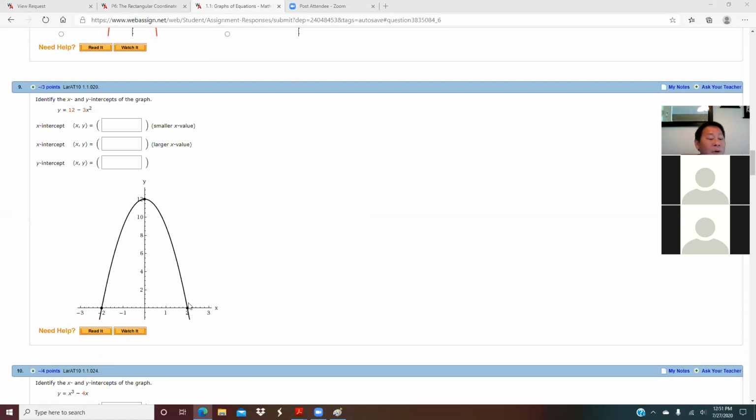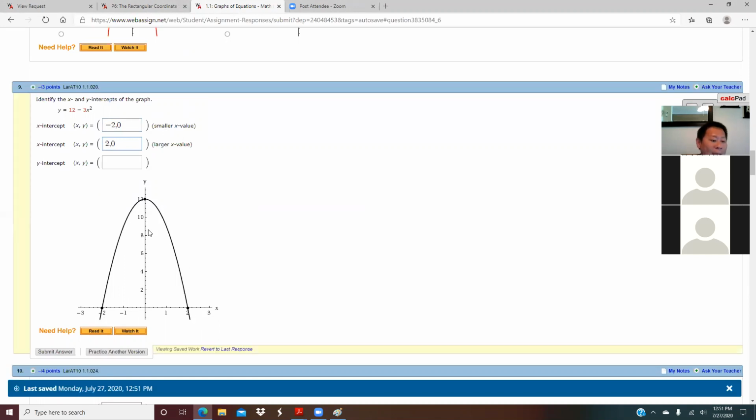Yep, and 2, 0. And the first question over here, they ask you for the smaller one. So the smaller one in this case is -2, 0. So make sure you put the smaller one. And then 2, 0 is the larger one. Okay, so make sure you guys know which is small, which is large.